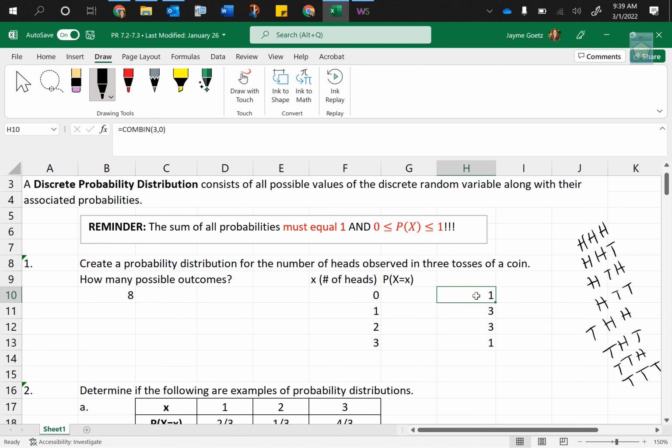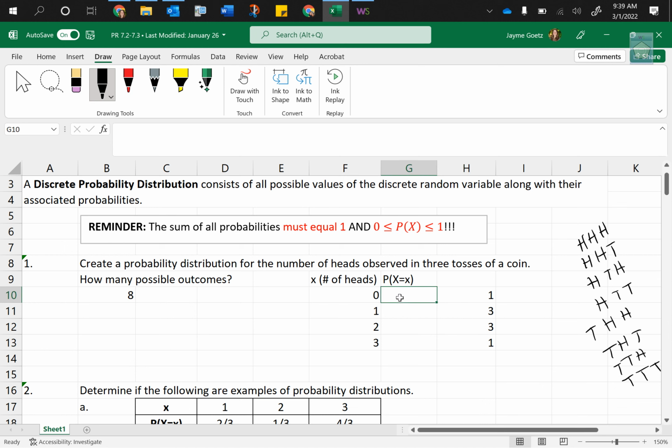There's only one possible way I can get 0 heads. There's only one possible way I can get 3 heads. There are 3 possible ways I could get 1 out of 3 heads. Does that make sense? But notice I didn't put that on the right side of my t-chart, because the right side of my t-chart is the probability.